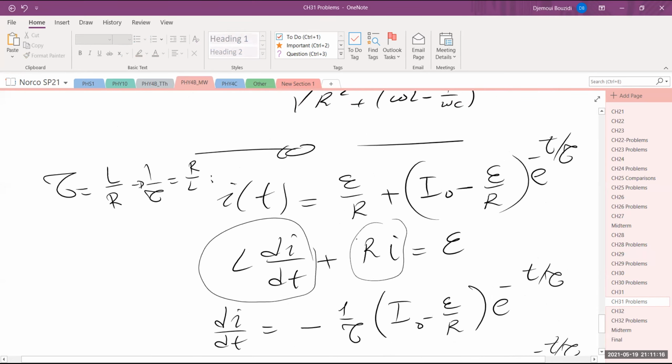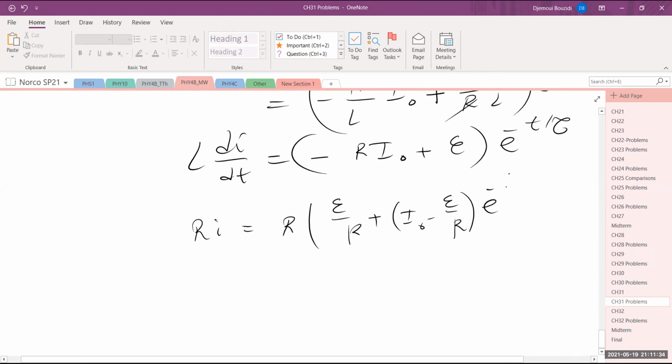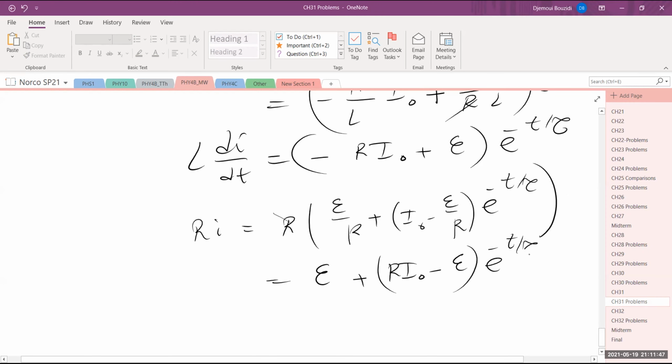Now I need the second term, Ri. Well, R times I is given by epsilon over R plus I naught minus epsilon over R times the exponential of negative t over tau. Again, the R cancels this R, and it will be left with epsilon plus R I naught minus epsilon, and this term is multiplying the exponential.